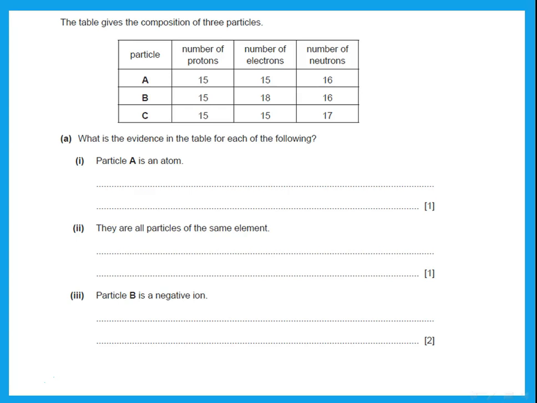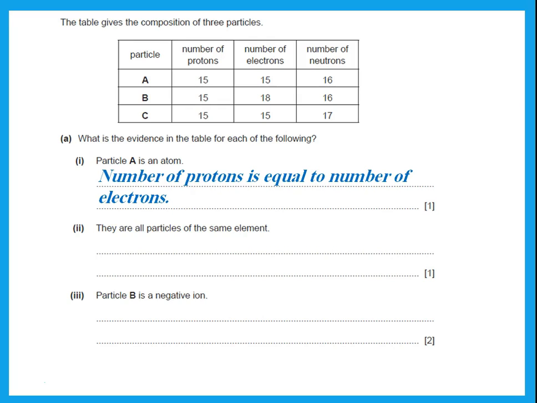Okay, now let's go into questions that are from paper 4. The table gives the composition of 3 particles. What is the evidence in the table for each of the following? If we say a particle is an atom, why? We say something is an atom because the number of protons is equal to the number of electrons. If the number of protons is not equal to the number of electrons, then it's not an atom, it is an ion. They are all particles of the same element.